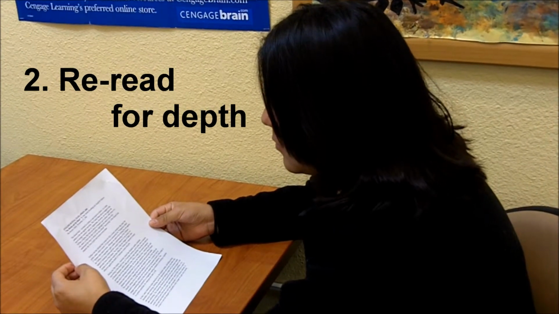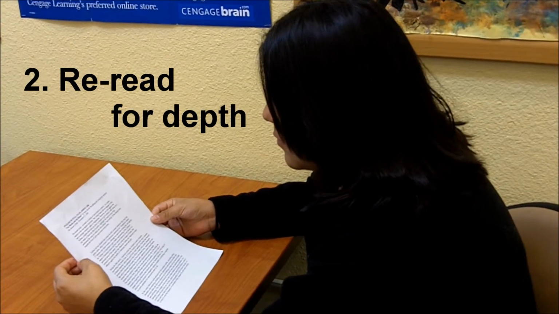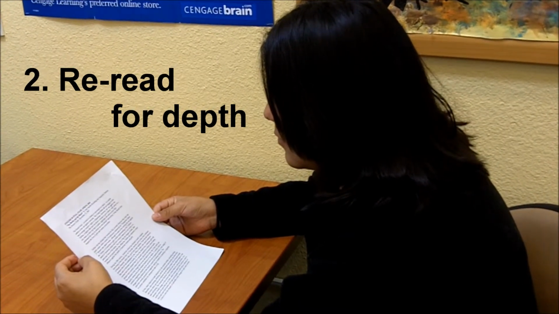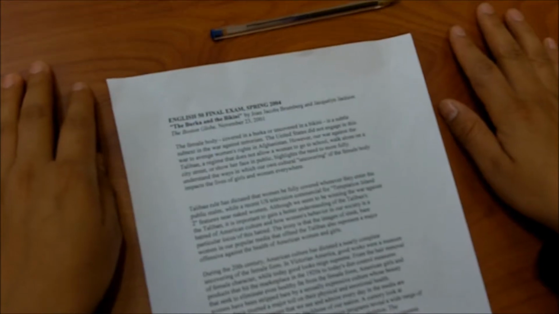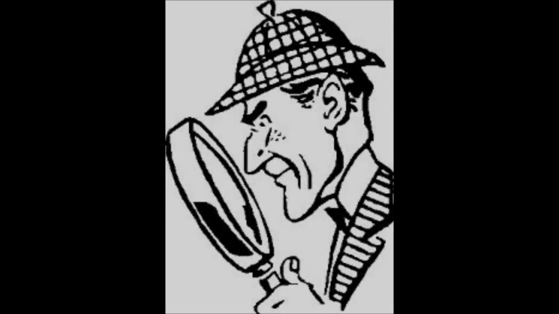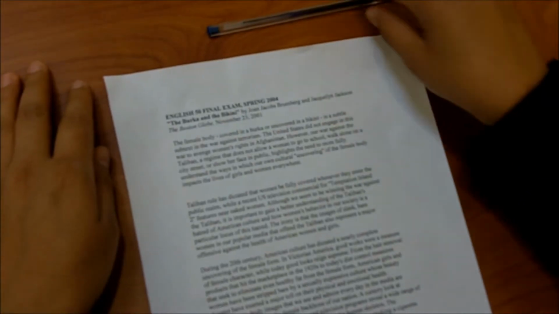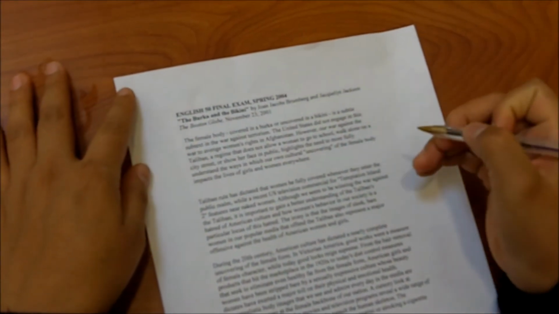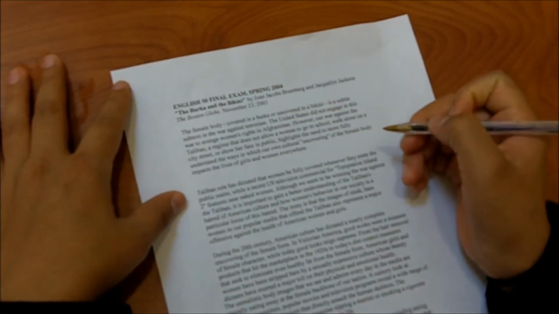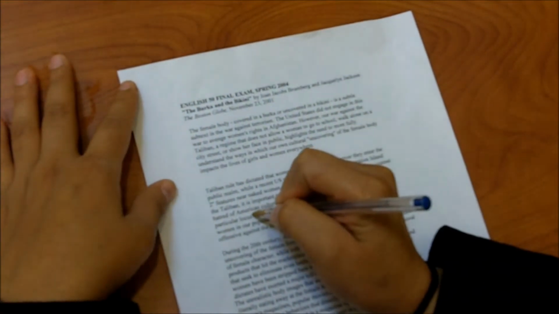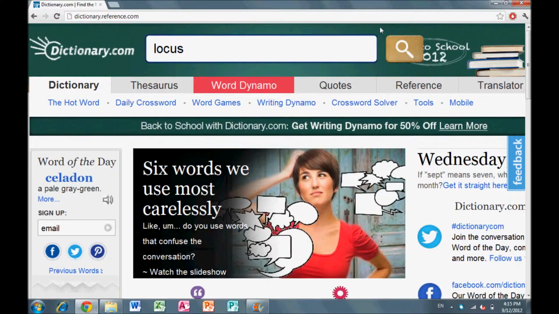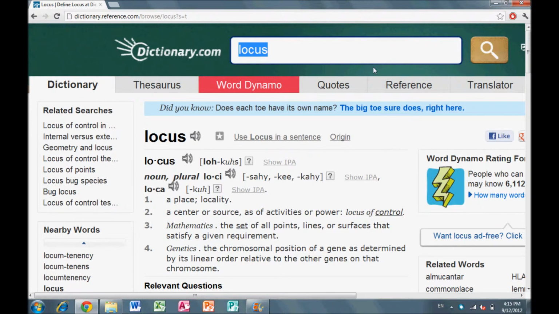Next, reread for depth. Now that you have a general idea of the topic, go back and read the article more thoroughly. You're a detective, piecing together clues to find out what the author's main point or argument is. Like a detective, you may have to return to the scene or reread the article many times to accomplish your goal. If there were words that you didn't understand, look them up.